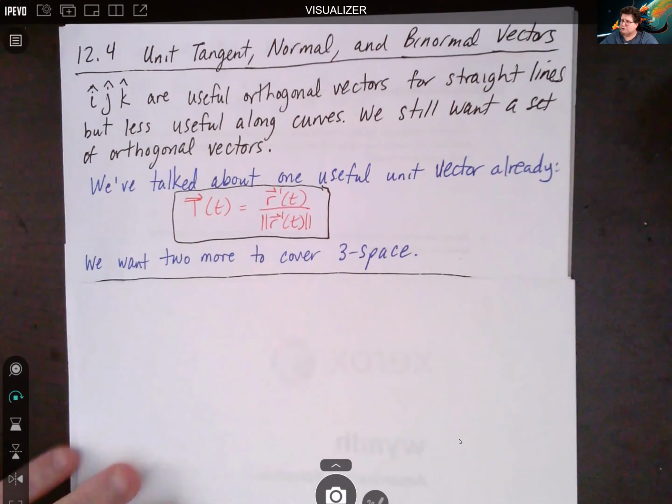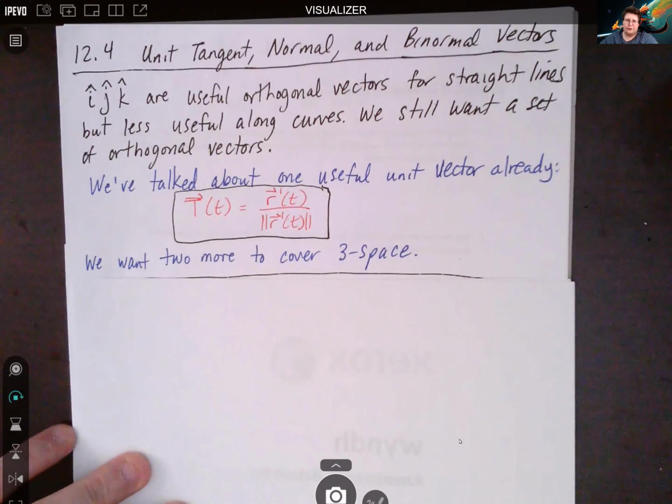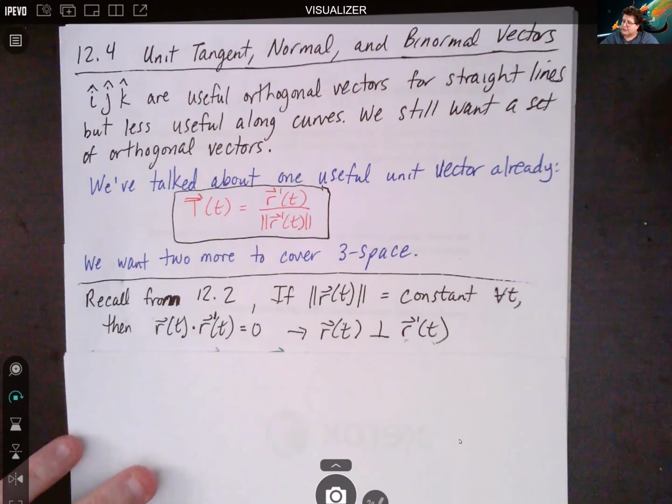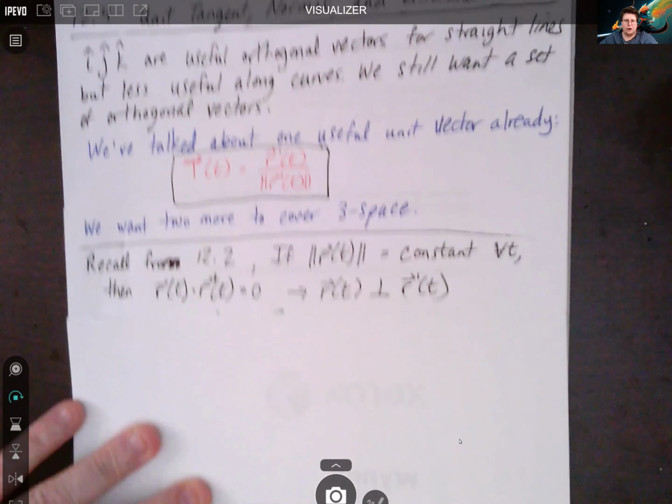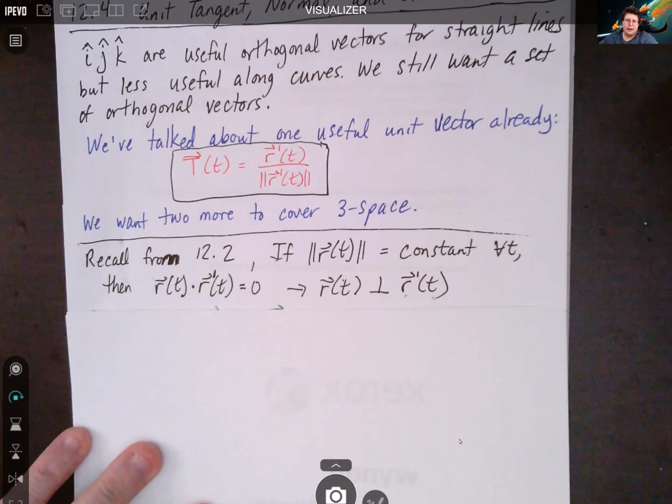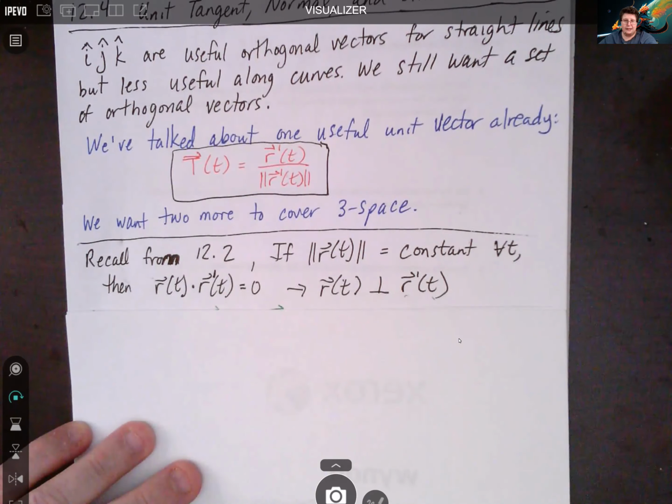But that's only one of our unit vectors. We want to cover 3-space, so we need 2 more. Let's motivate that. Recall in 12.2 we found that if the magnitude of r of t is constant for all t, then the dot product of the position vector and the velocity vector, r of t and r prime of t, equals 0 for all t, and therefore they are perpendicular or orthogonal.